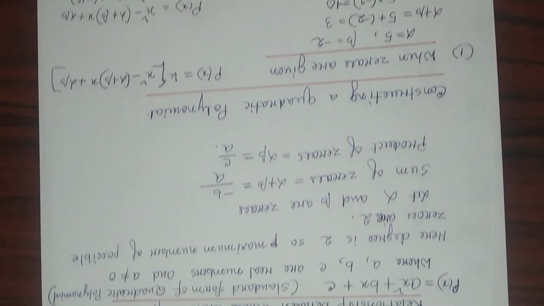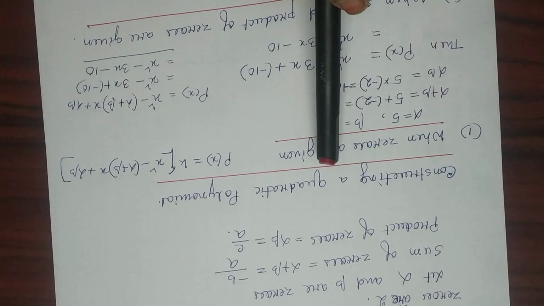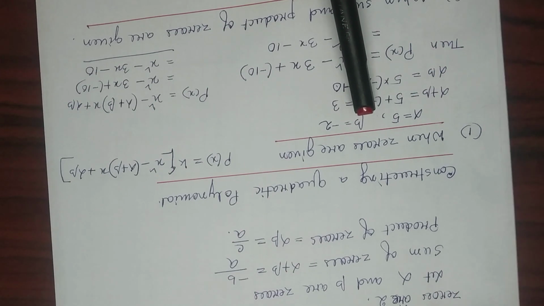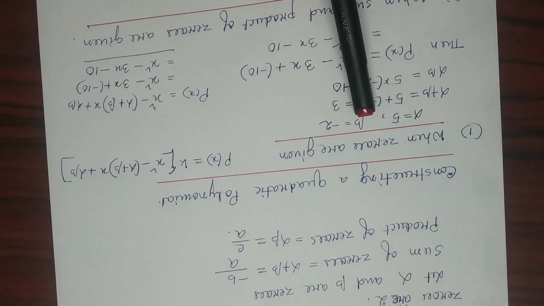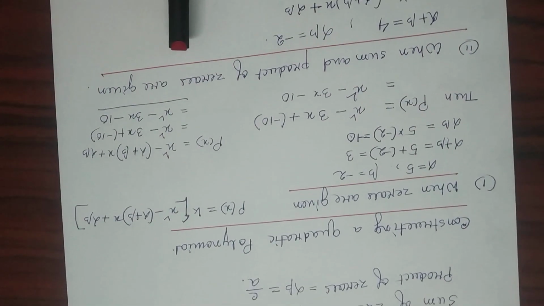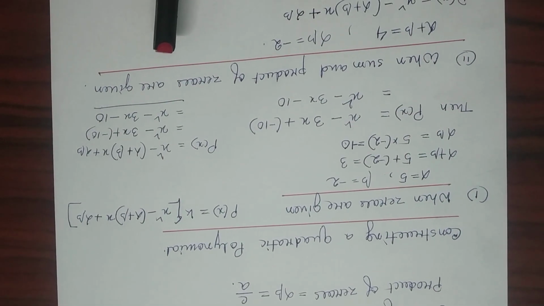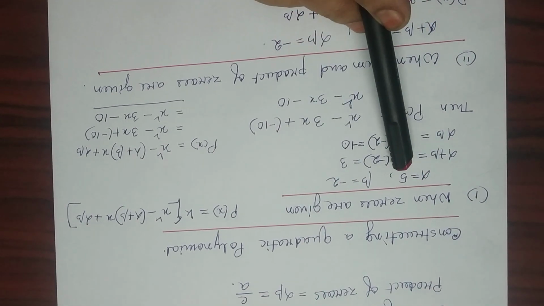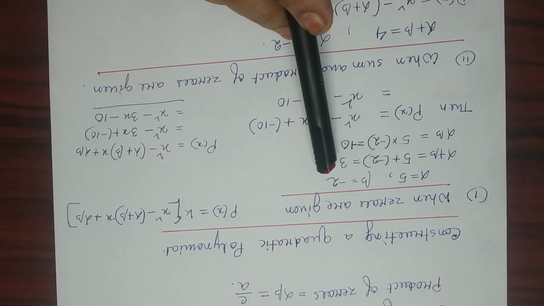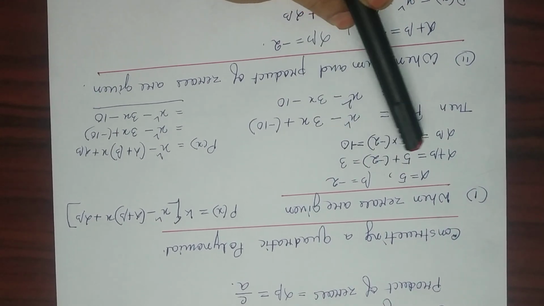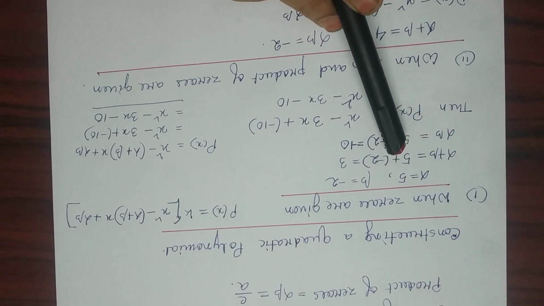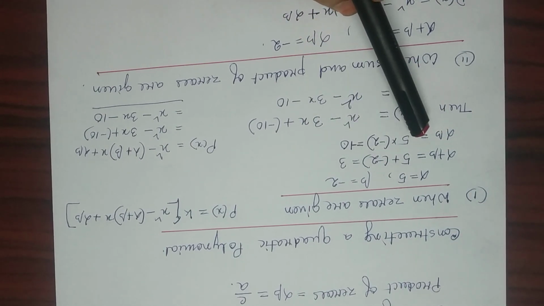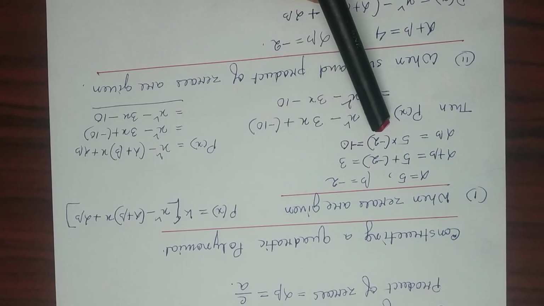Again, next question, constructing a quadratic polynomial. We have already said that for constructing a polynomial, two types of question may come. One is when zeros are given and the other is when sum and product of zeros are given. Suppose zeros are given, here let alpha equal 5 and beta equal minus 2. Then sum of zeros, alpha plus beta, is equal to how much? 5 plus minus 2 is equal to 3. And product of zeros, alpha into beta, is 5 into minus 2, which is minus 10.